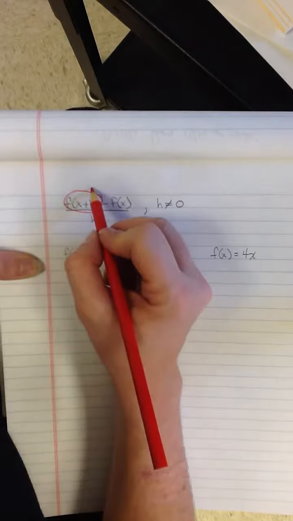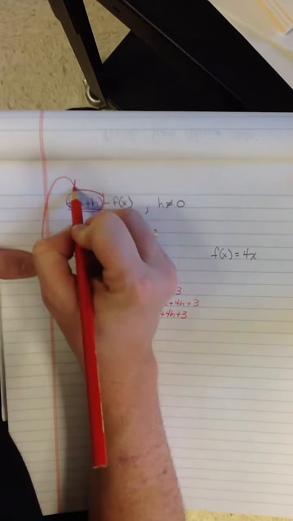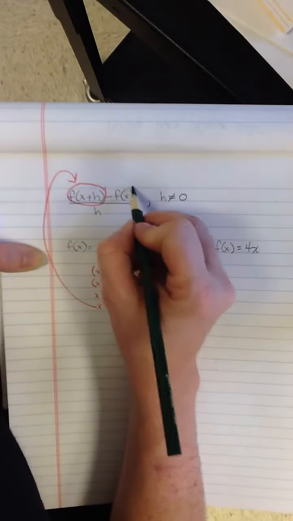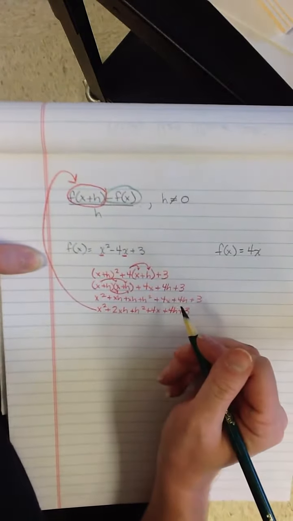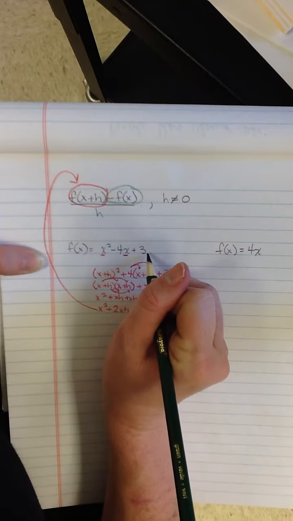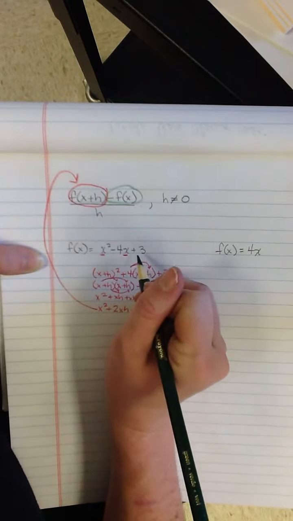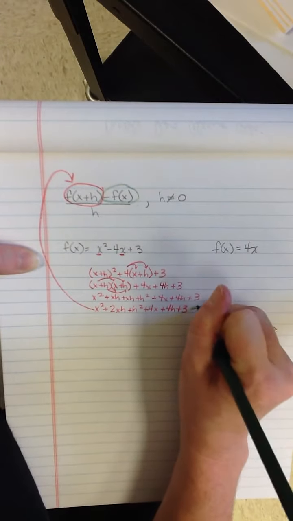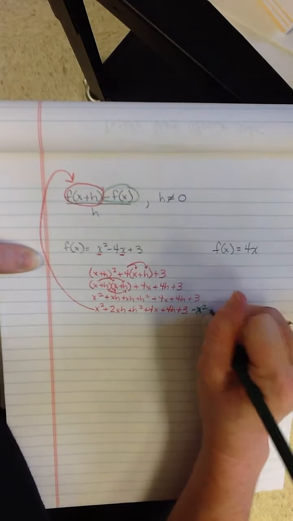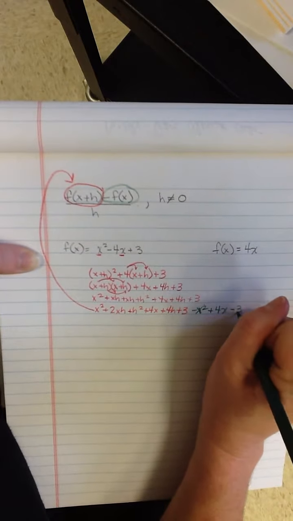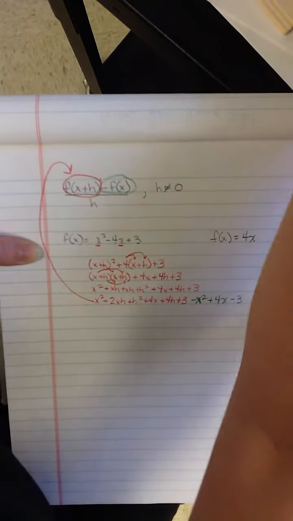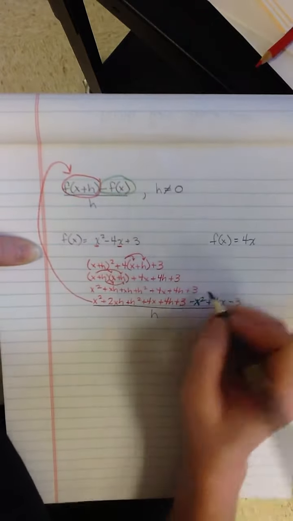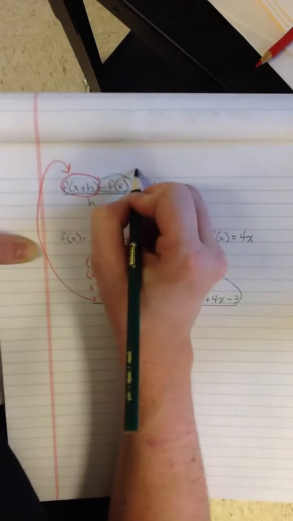All of that is going to replace this. But I still need to do this piece. Negative f of x. So I'm just going to take my function and I'm just going to make it negative because that's what this is instructing me to do. So it's going to be negative x squared positive 4x minus 3. And all of that is still over h because this part right here represents that.